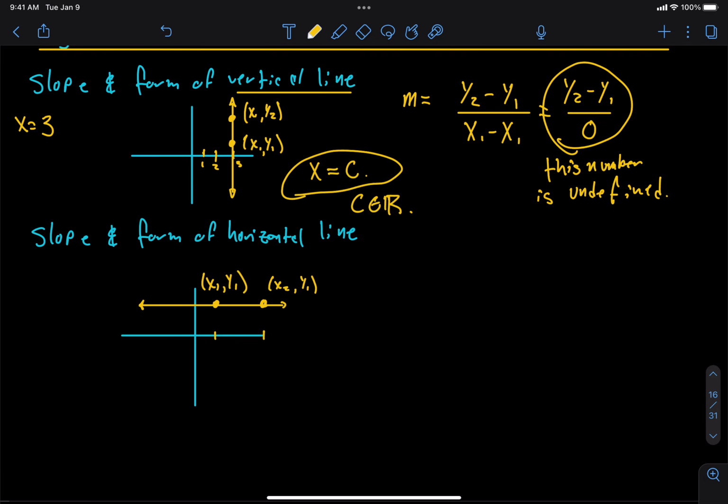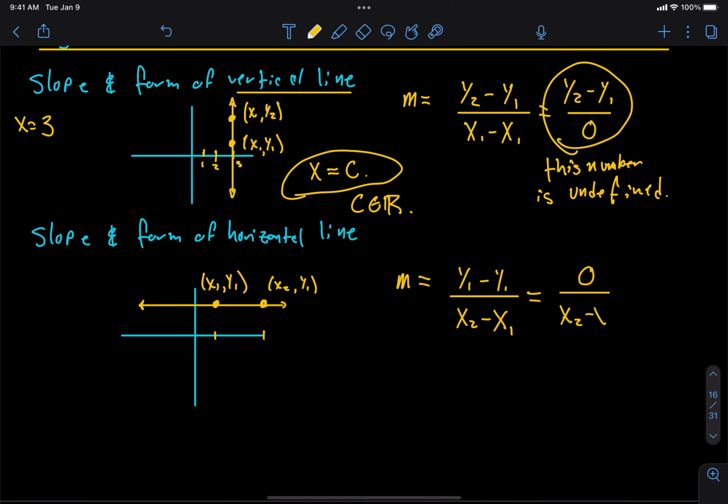Okay, so how do I figure out the slope? I use the formula again. M is equal to y1 minus y1 divided by x2 minus x1. Now is the denominator going to be 0? No, the numerator is going to be 0. Is 0 divided by some other number defined? Yes, it is. It's just 0, right?